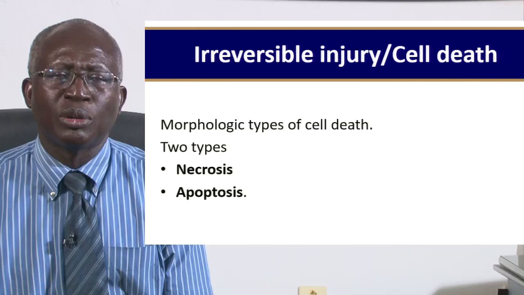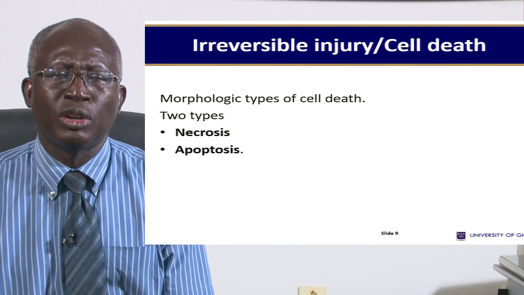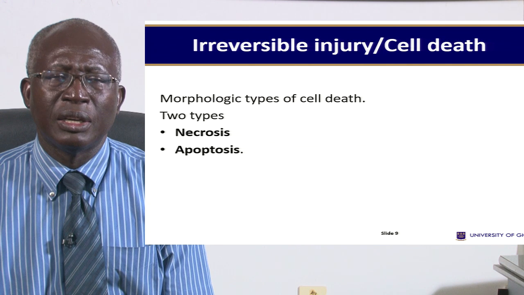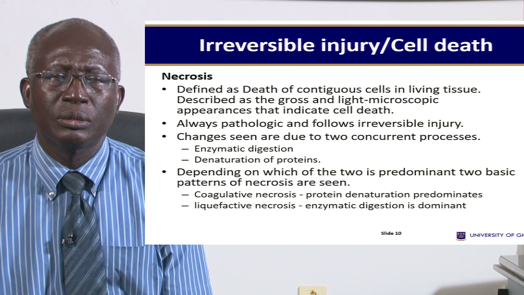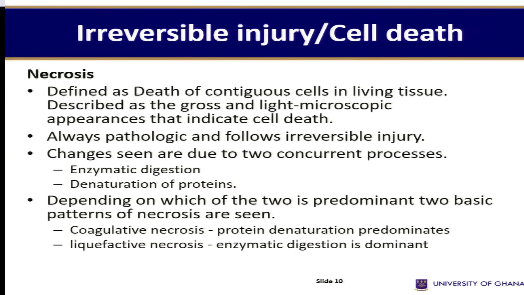What are the morphologic types of cell death? There are two morphologic types: necrosis and apoptosis. Necrosis is defined as death of contiguous cells in living tissue. It is always pathologic and follows irreversible injury. The changes that are seen are due to two concurrent processes. One is enzymatic digestion, and two is the denaturation of proteins.